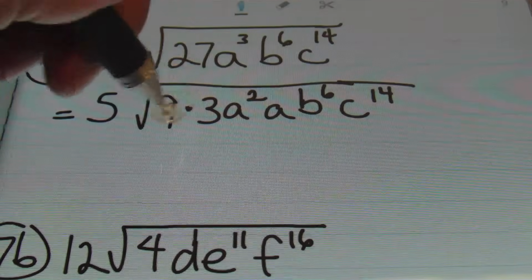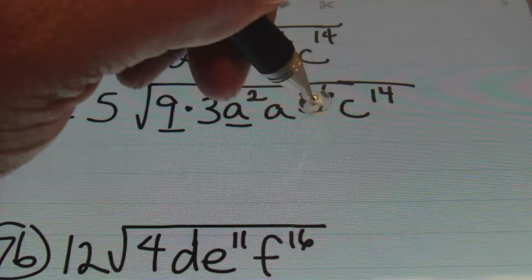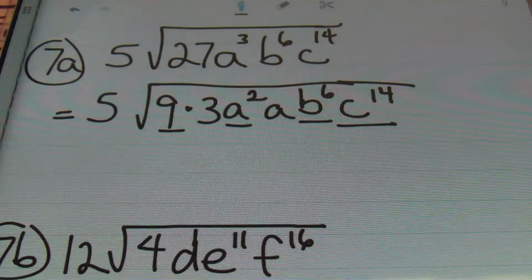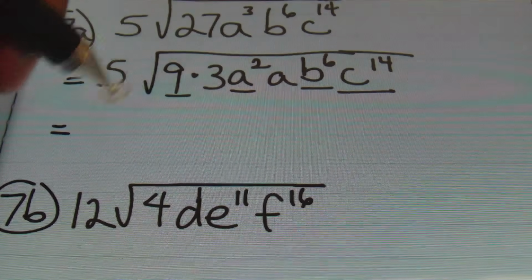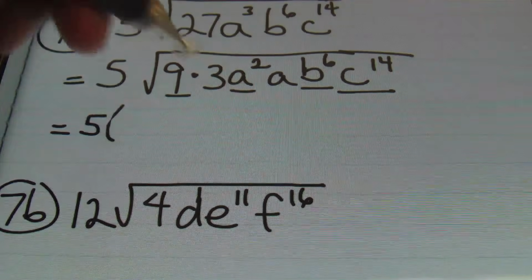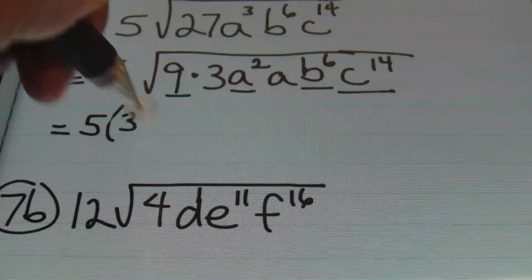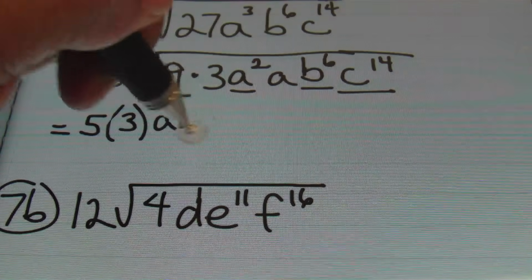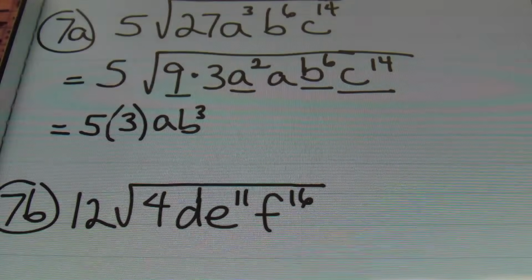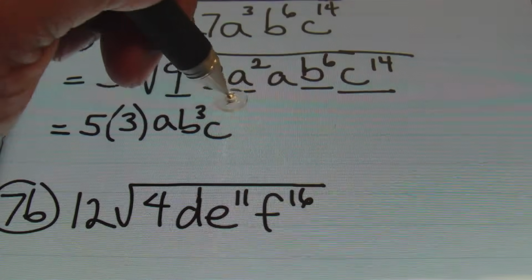From there, I'll be taking the square root of the 9, a squared, b to the 6th power, and c to the 14th power, and bringing those results down to multiply with my 5. So I have 5 times the square root of 9, which is 3. The square root of a squared is a. The square root of b to the 6th power is b cubed. The square root of c to the 14th power is c to the 7th power.